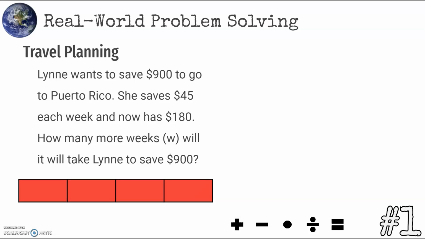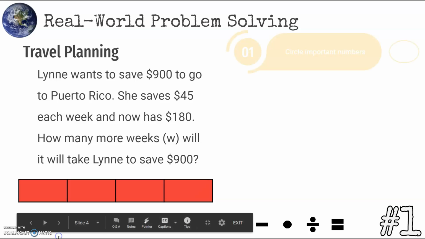Travel planning. Lynn wants to save $900 to go to Puerto Rico. She saves $45 each week and now has $180. How many more weeks, we're going to use W to represent weeks, will it take Lynn to save $900? All right, the first thing we're going to do is circle important numbers.